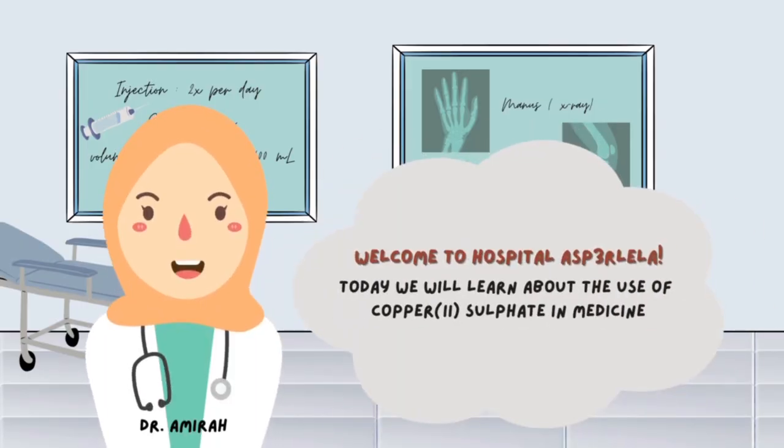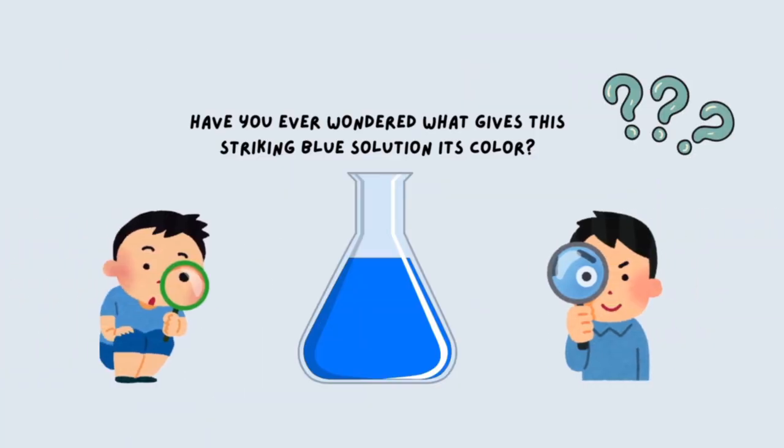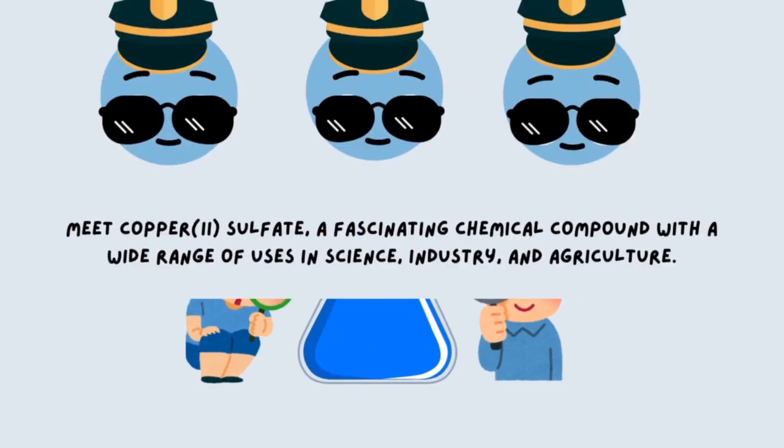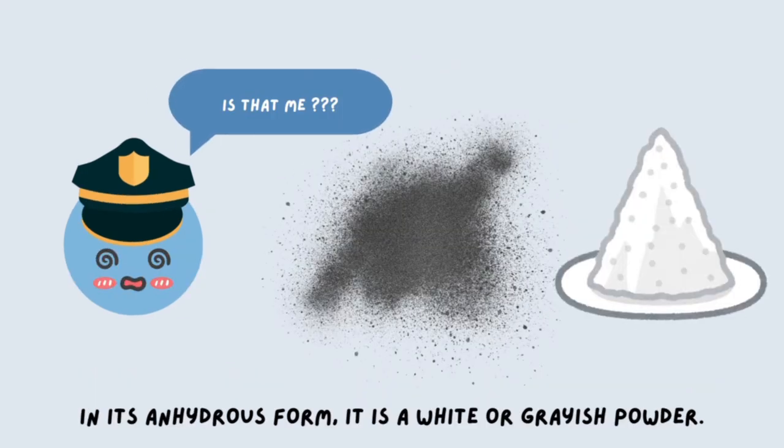Welcome! Today we will learn about the use of copper 2 sulfate in medicine. Have you ever wondered what gives this striking blue solution its color? Meet copper 2 sulfate, a fascinating chemical compound with a wide range of uses in science, industry, and agriculture. In its anhydrous form, it is a white or grayish powder.